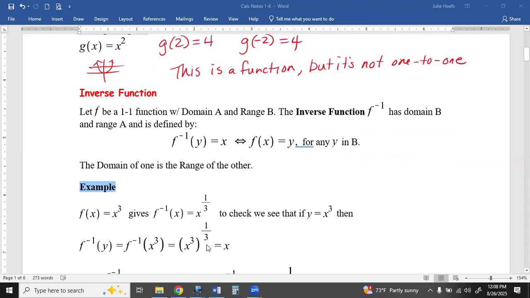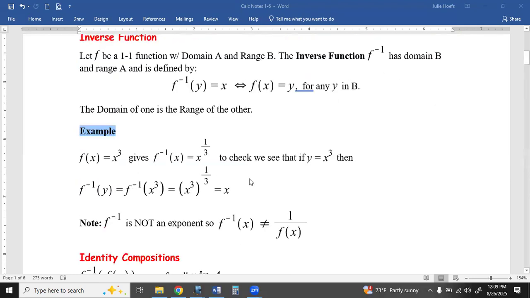Okay, so an inverse function: if we have a function f and it's one-to-one, then it has an inverse. And the inverse function has a domain of what the range was for the function, because remember I told you that x and y just switch? Well, your x values in a function are your domain values, right? And your y values are your range values. So if x and y get switched, the domain and range get switched as well. That's what this is saying. So the domain of one is the range of the other.